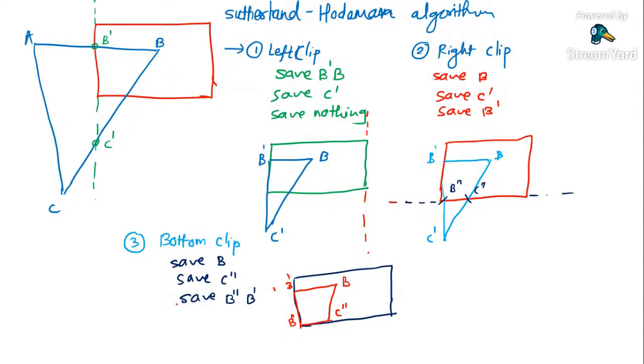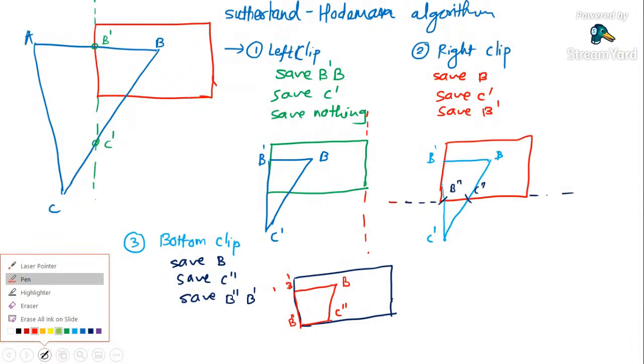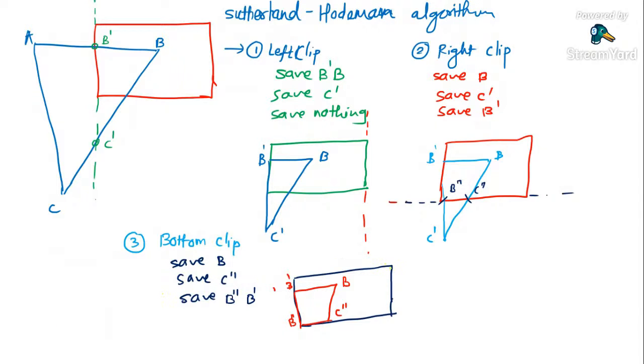Now the next step is to clip against the top boundary. This is the top boundary. Fourth is top clip. Now see, this is the outside part, this is the inside part. Start from B dash B, which is inside, so save B. B to C double dash, the second point you have to save because it is inside, C double dash.